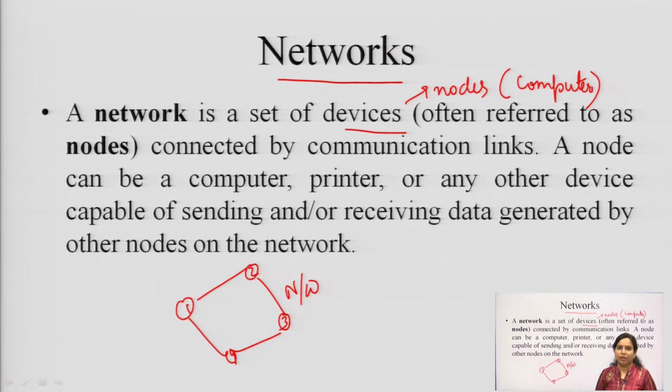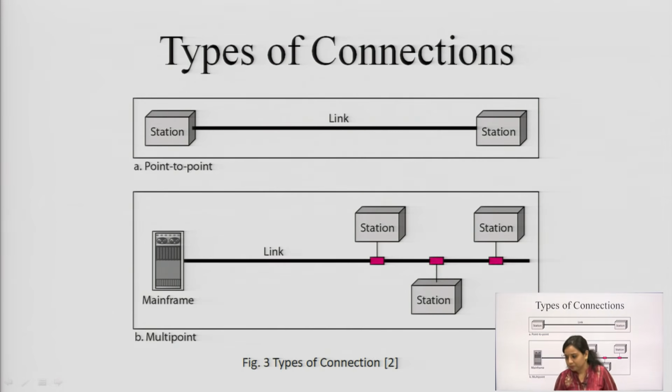Maybe a printer will act as a node. So, this is an example, like a printer or any other device capable of sending or receiving the data generated by the other nodes on the network. So, this is an introduction to networks.